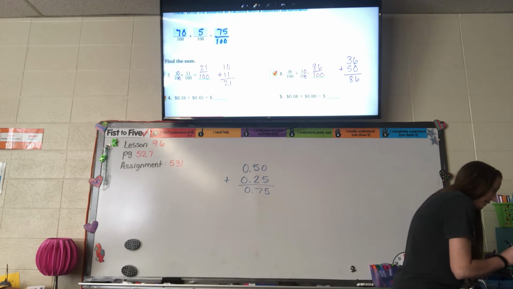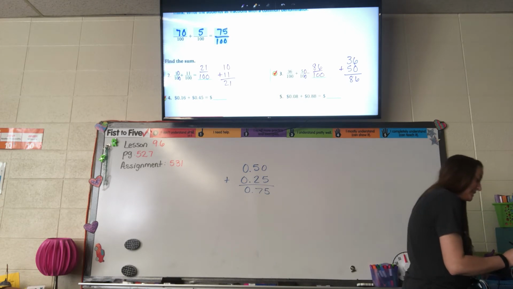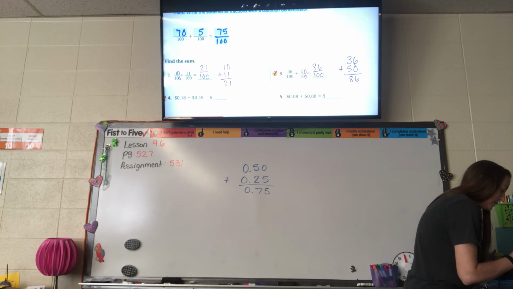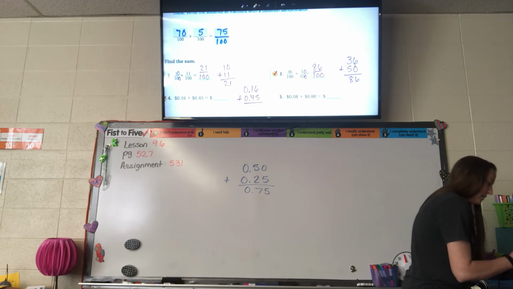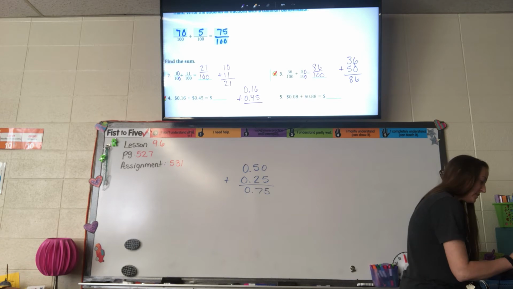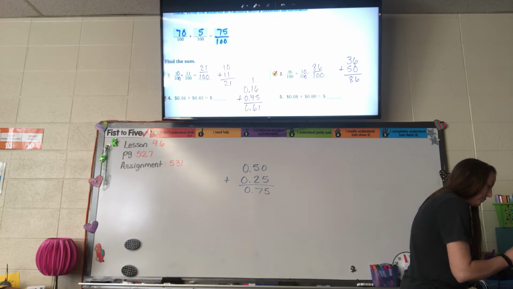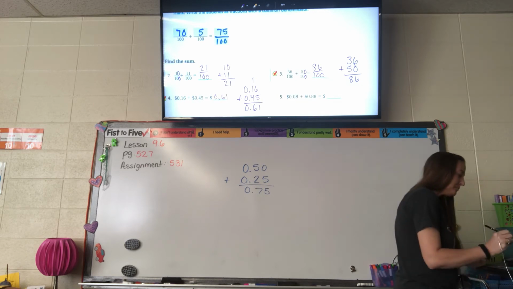Okay, and over here we've got 16 cents plus 45 cents. So I'm going to line up those decimal places. So 6 plus 5 is 11. Put down the 1, carry the 1. 4 plus 1 plus 1 is 6. Decimal point bring down, and then a 0 in front of it. So 16 cents plus 45 cents is 61 cents.